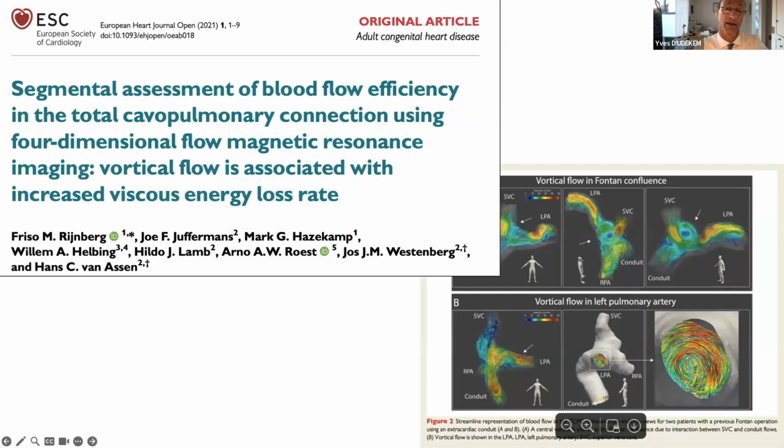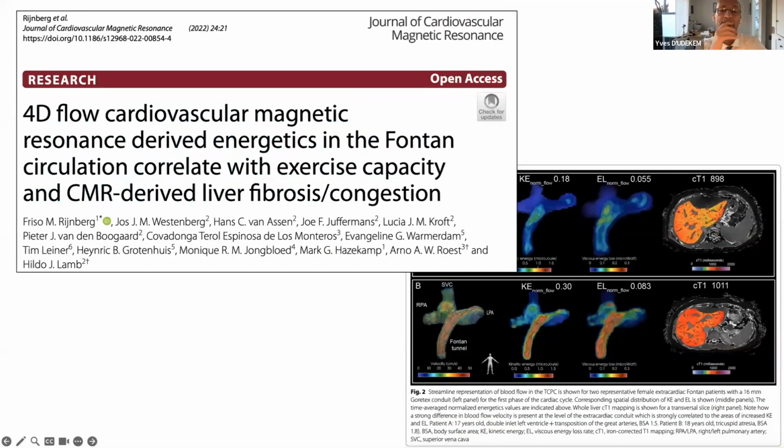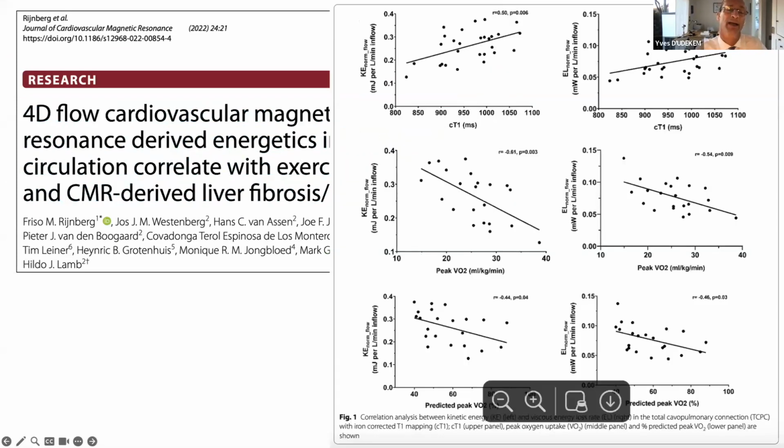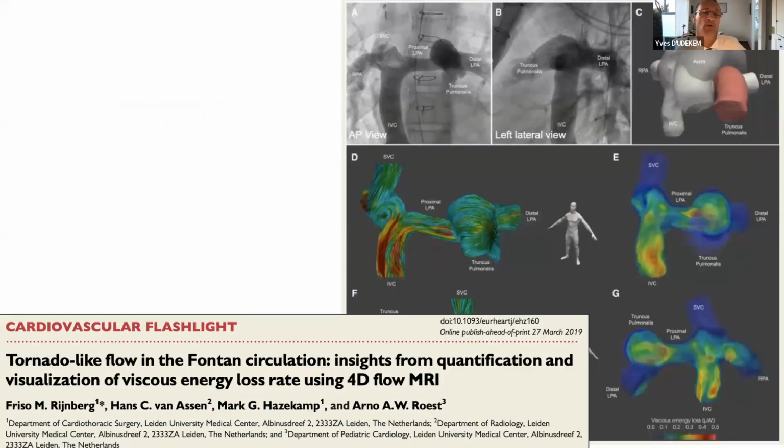Then I had the privilege of being in the jury supervising the thesis of a PhD student of Mark Azekam and Arnaud Roest, showing that actually all the images that Arnaud presented to you, the abnormal hemodynamics that were there, had an impact on the liver. I think what was important is that instead of making a supposition of what would happen if you change the shape or the size, they collected correlations between real life events, between the exercise capacity and what they were seeing.